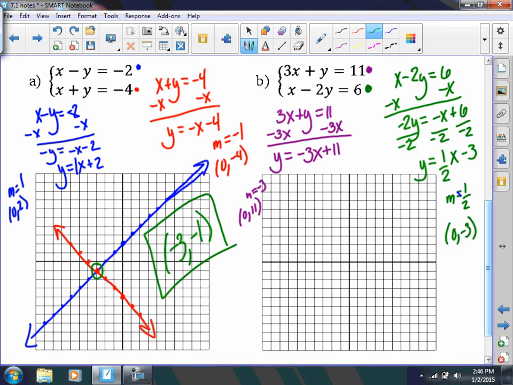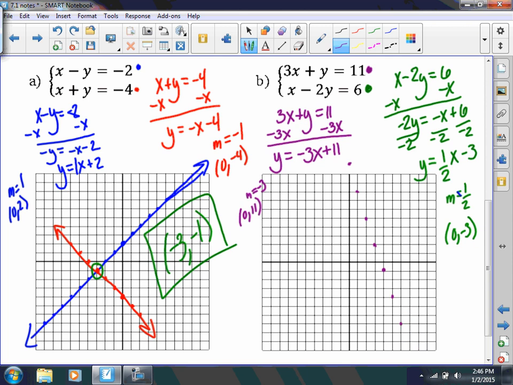Okay, so let me go back to the purple line. I'll graph that now. 0, 11 would be right about there. And then my slope is -3. So 1, 2, 3, and then over to the right 1. Down 3, and to the right 1. I'm going to keep doing that until I make my way across the graph.